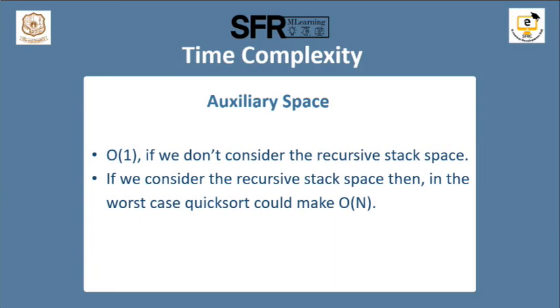And finally, the auxiliary space is order of 1 if we do not consider the recursive stack space. If we consider the recursive stack space, then in the worst case Quick Sort could take order of n.